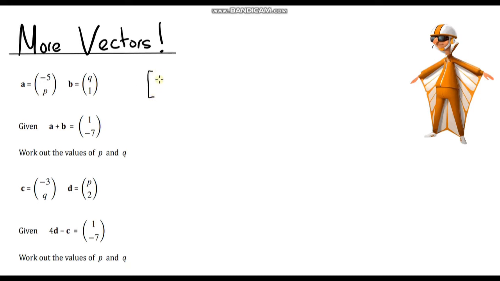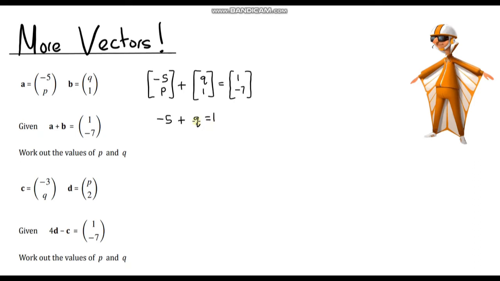So we've got negative 5, p, and then plus vector b, which is q, 1, and our answer is 1, negative 7. So we know that when we add the corresponding components, we get our resultant component here. So we know that negative 5 plus q equals 1. So let's write that down. We've got negative 5 plus q equals 1.